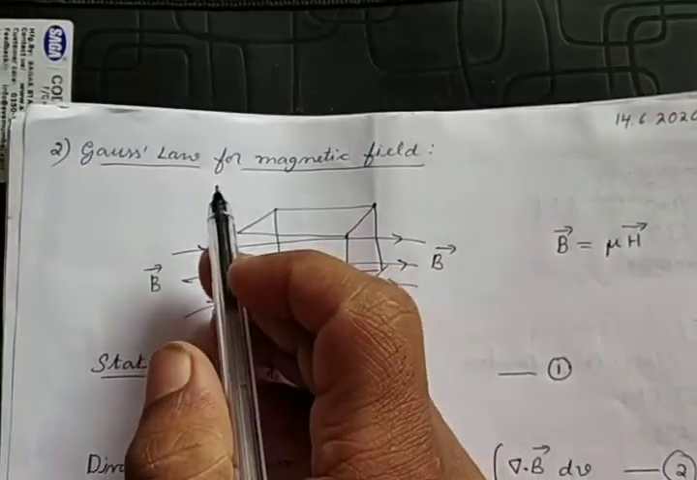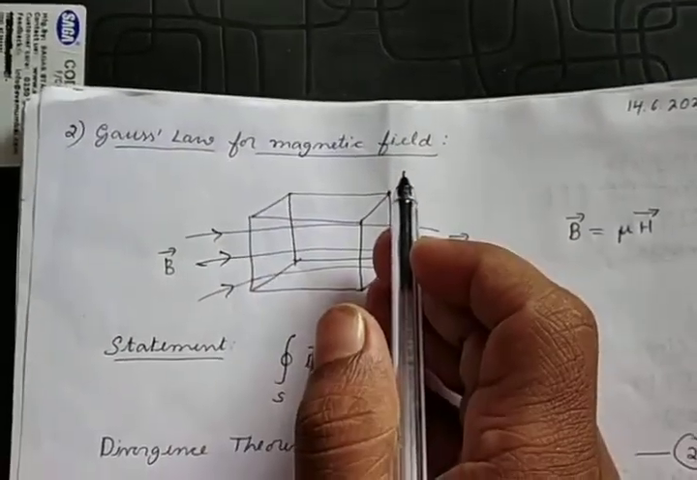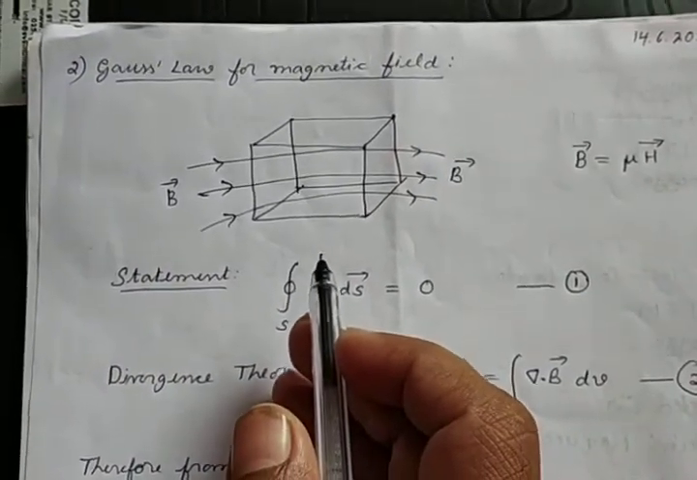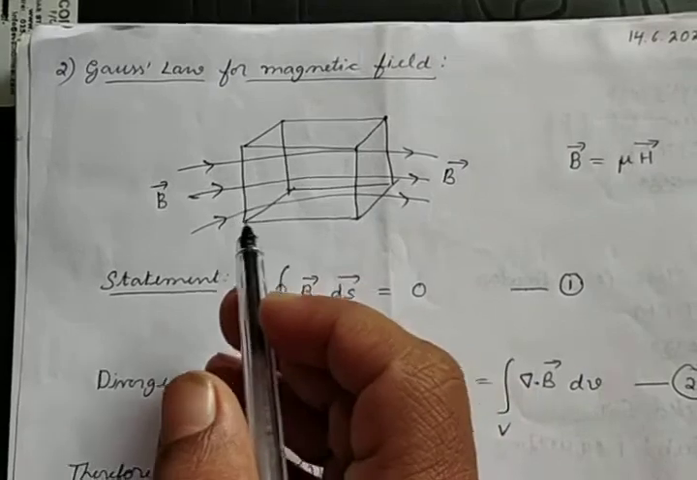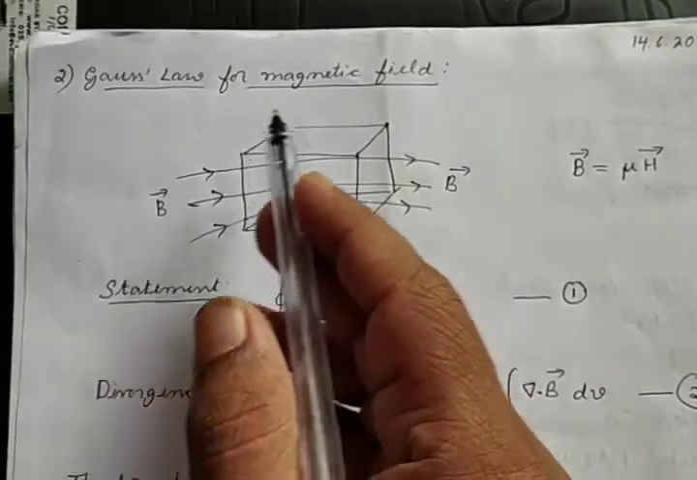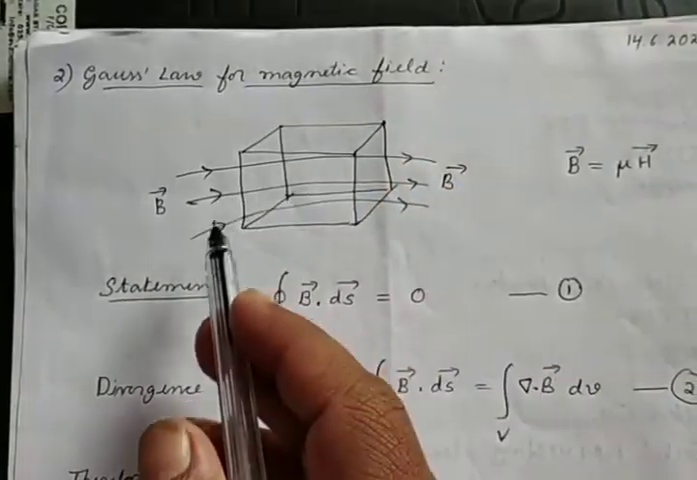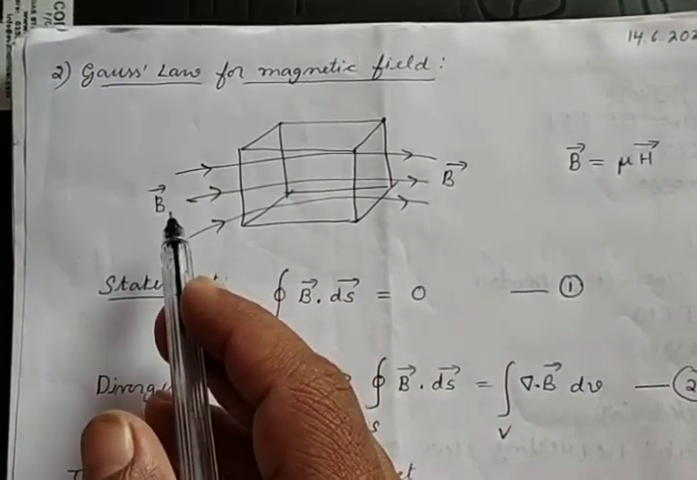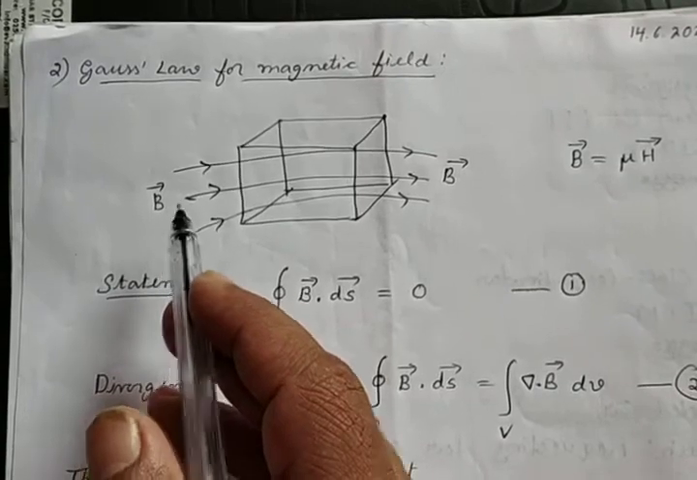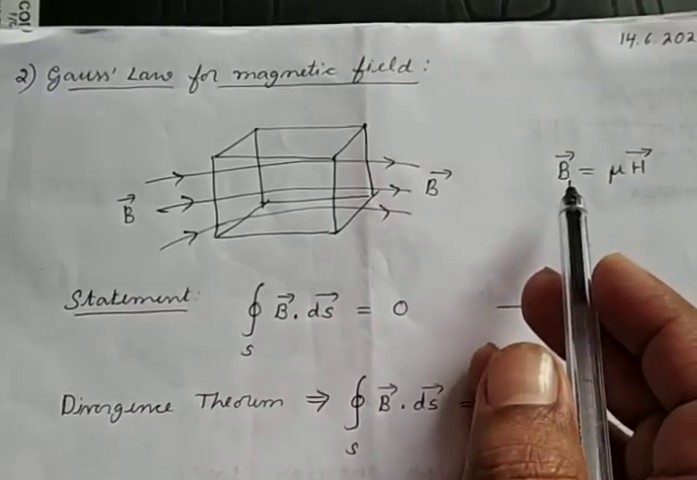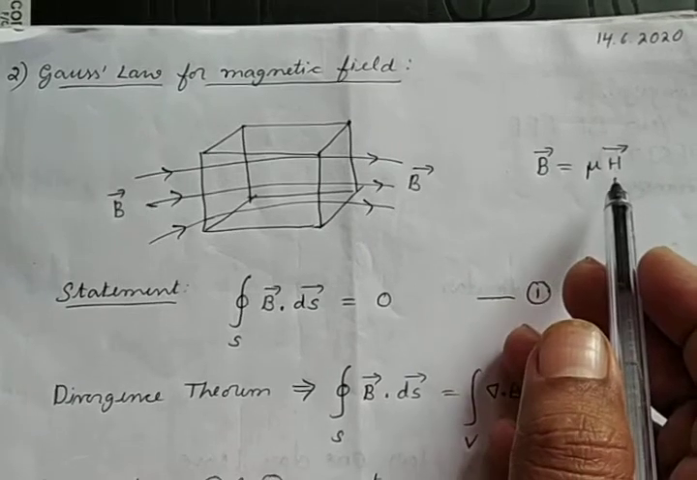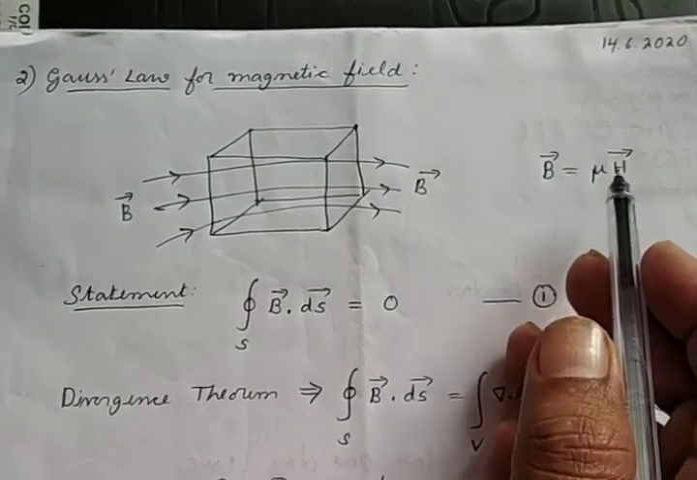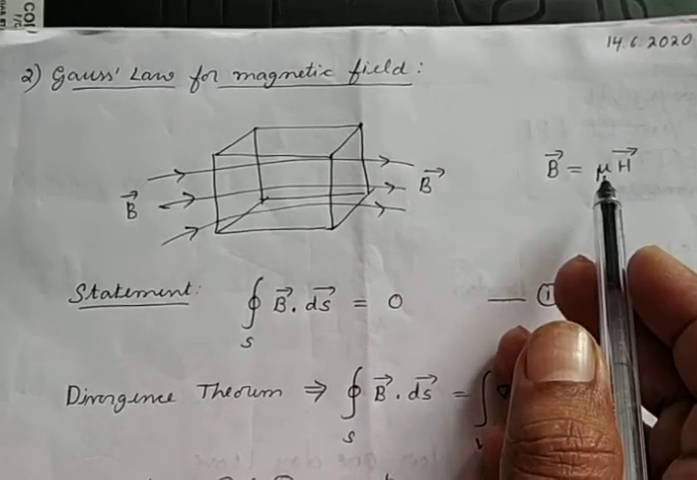Let us now discuss the Gauss law for magnetic field and also express it using the del operator to obtain the Maxwell's equation. So let us now see the statement of the Gauss law for magnetic field. For this, consider one magnetic field here, like we shown the magnetic field B bar. So B bar here is the magnetic flux density, which can be written as B bar is equal to mu H bar, where H bar is the magnetic field vector and mu is the permeability of the medium.